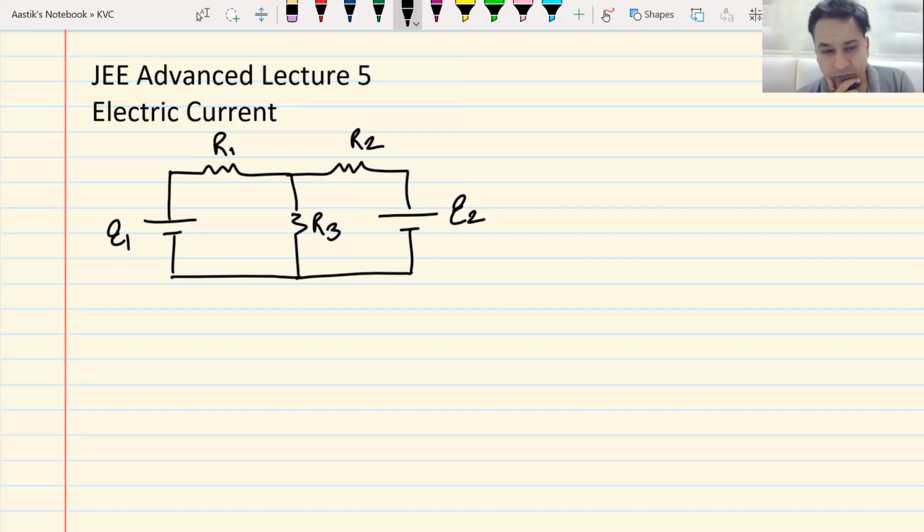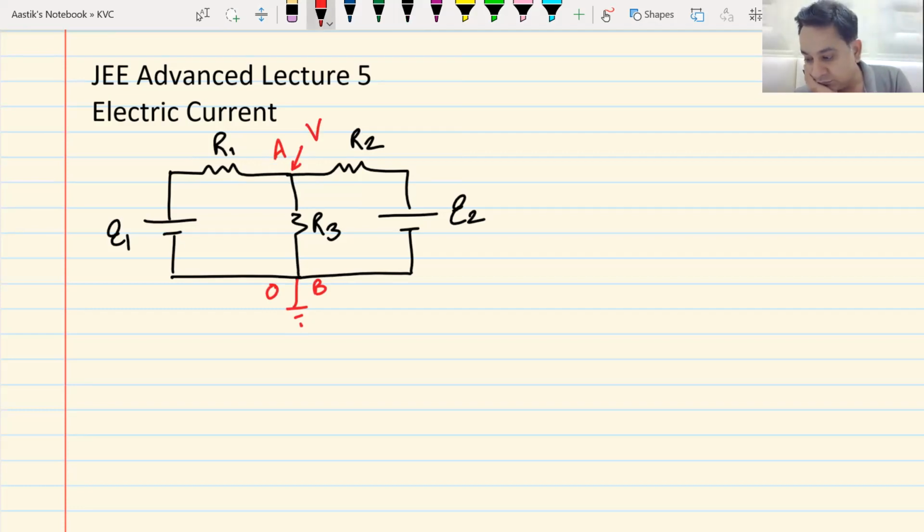Potential at one junction is 0 and another junction is V. So this potential, I take it as 0, and I take the potential of this junction as V. Then how do you do it?